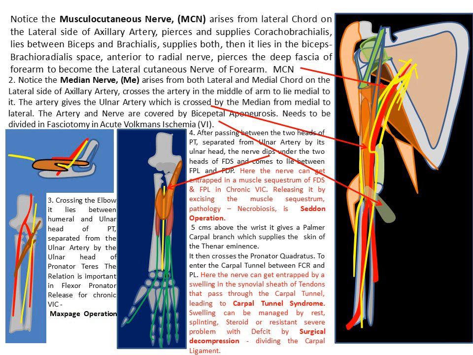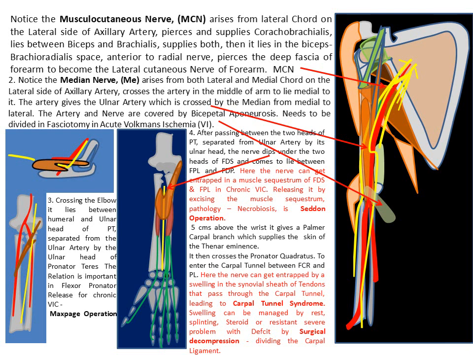Then notice the musculocutaneous nerve, which arises from the lateral cord on the lateral side of the artery, pierces and supplies the coracobrachialis, lies between biceps and brachialis, supplying both. Then it lies in the biceps and brachioradialis space, which is anterior to the radial nerve. It pierces the deep fascia of the forearm to become the lateral cutaneous nerve of the forearm. This arrow shows you the musculocutaneous nerve.